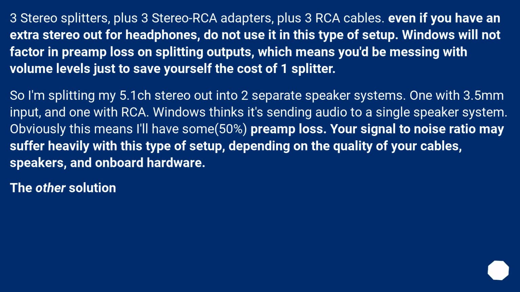So I'm splitting my 5.1 channel stereo out into 2 separate speaker systems. One with 3.5mm input, and one with RCA. Windows thinks it's sending audio to a single speaker system. Obviously this means I'll have some 50% preamp loss. Your signal-to-noise ratio may suffer heavily with this type of setup, depending on the quality of your cables, speakers, and onboard hardware. The other solution.